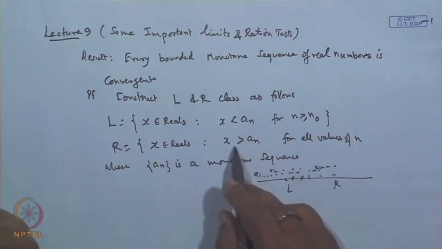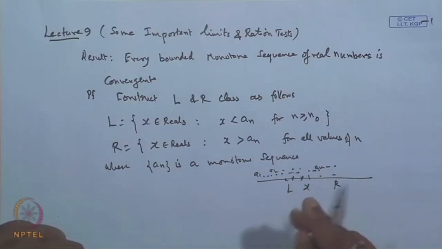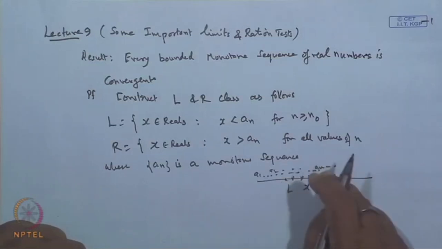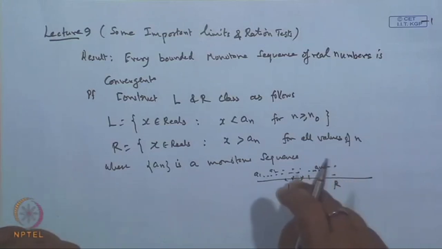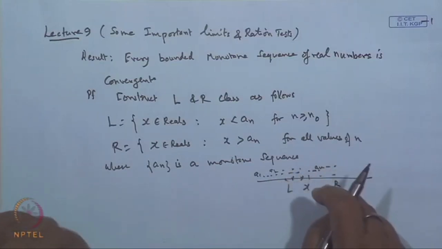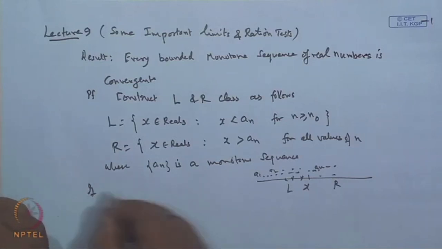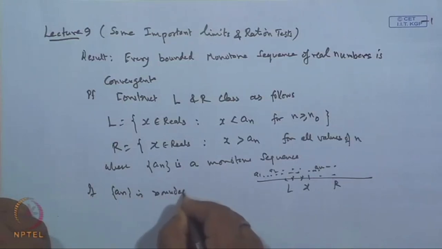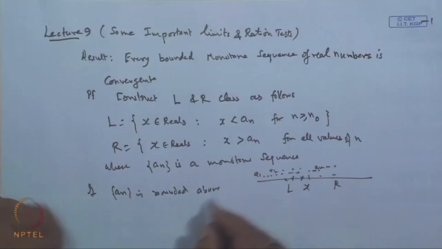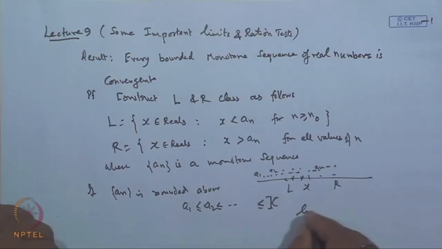It will converge to x, the lower limit will go to the upper, and the a_n's will be bounded by x for all n. After a certain stage, all the terms are less than x. So the lower class may have a greatest upper bound, but the upper class may not have a least number like this. So if the sequence a_n is a monotone sequence which is bounded above, it means a_1 is less than or equal to a_2, a non-decreasing sequence which is bounded by, say, k for each n. So the limit of a_n as n tends to infinity will be less than or equal to k.